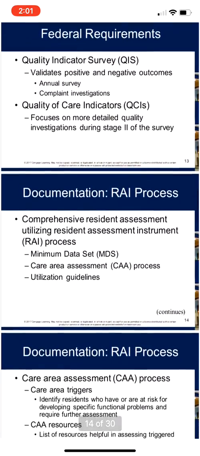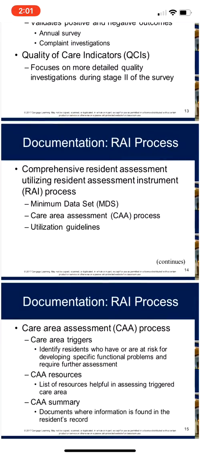All right, so let's talk about the Comprehensive Resident Assessment and the Resident Assessment Instrument. Remember this from health records, the RAI. The Comprehensive Resident Assessment is the primary vehicle for evaluating care outcomes in the federal long-term care survey process. It includes at least the following information.